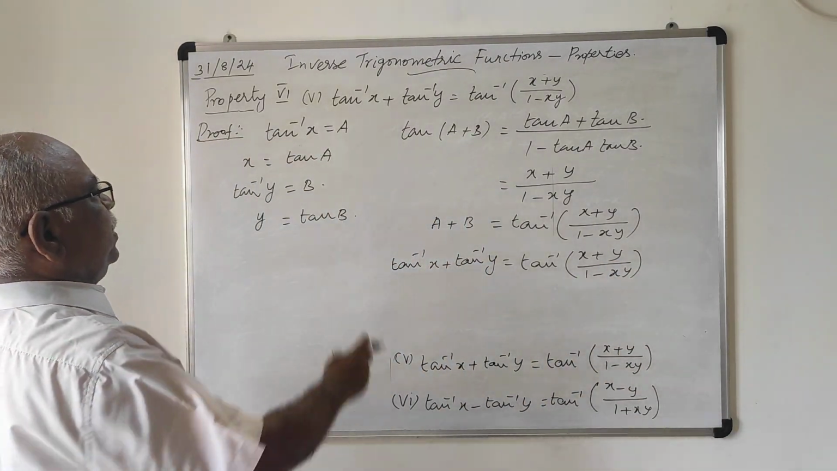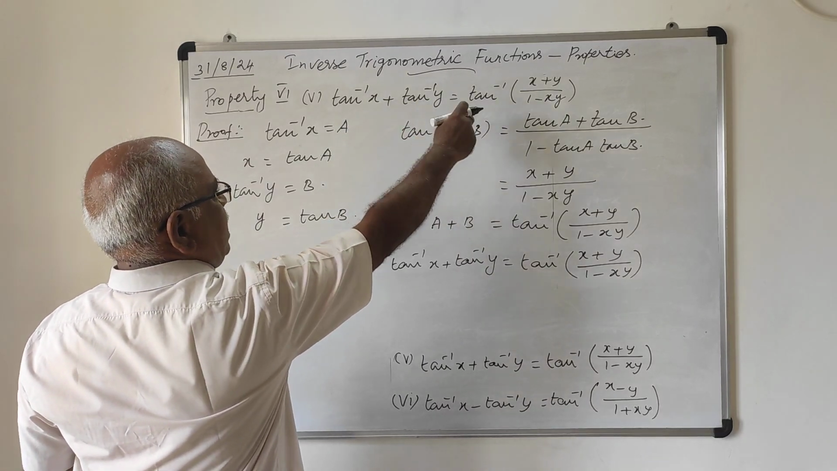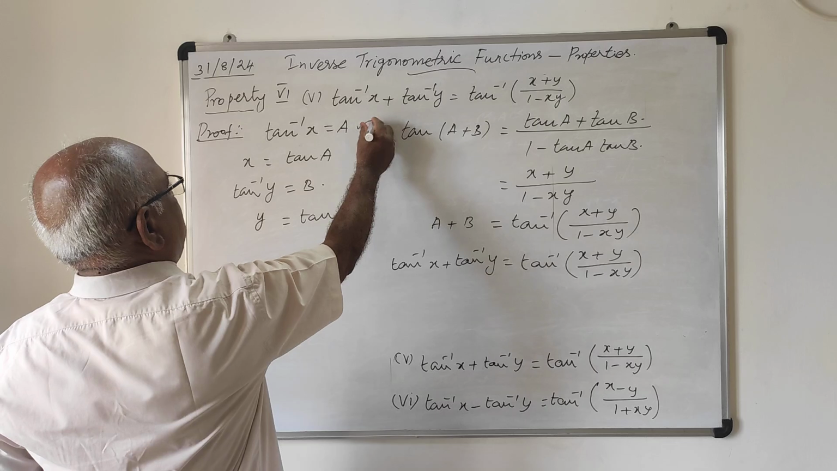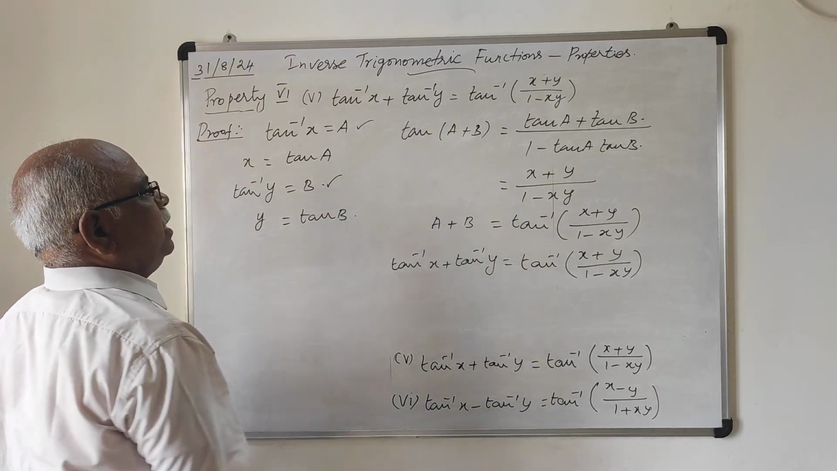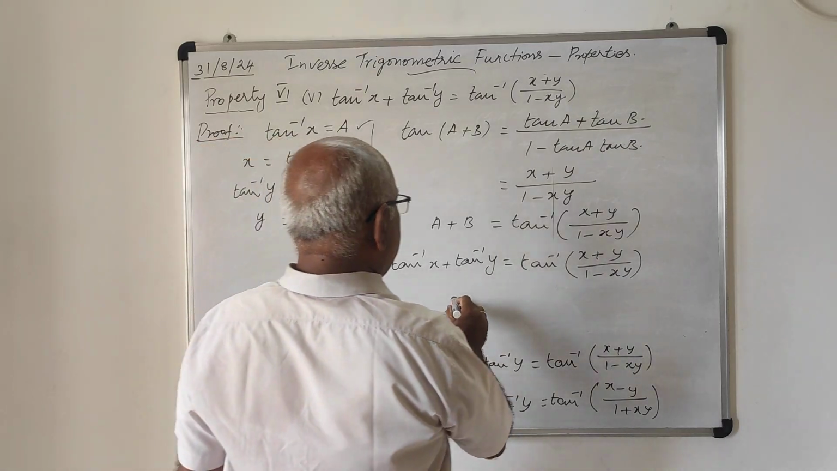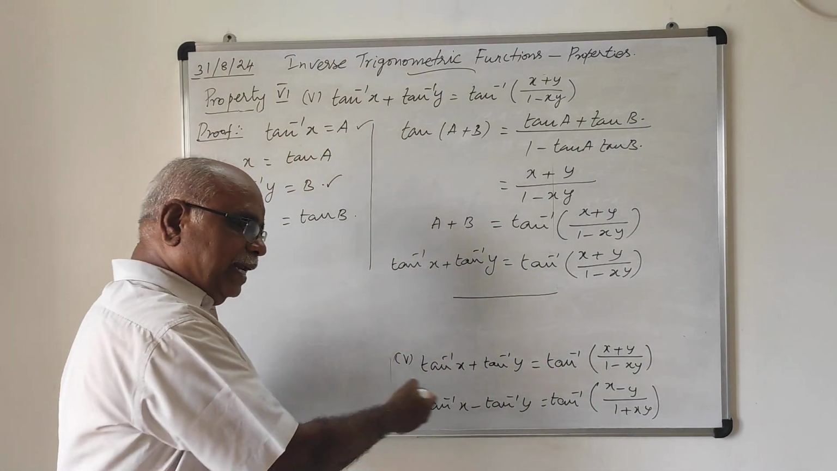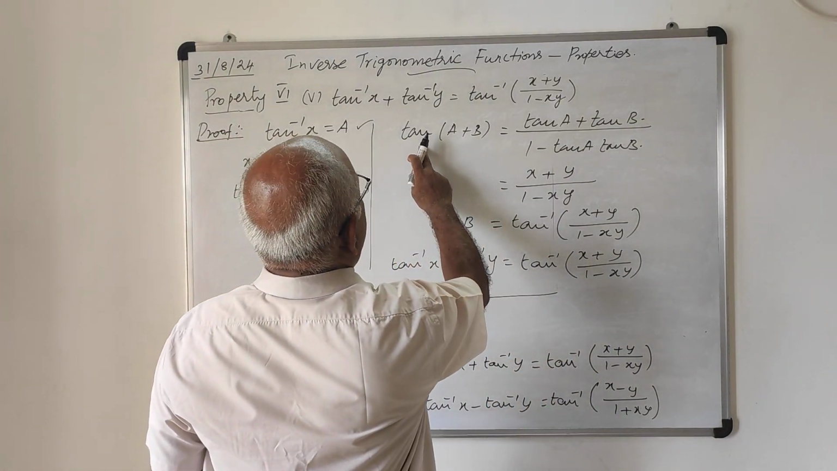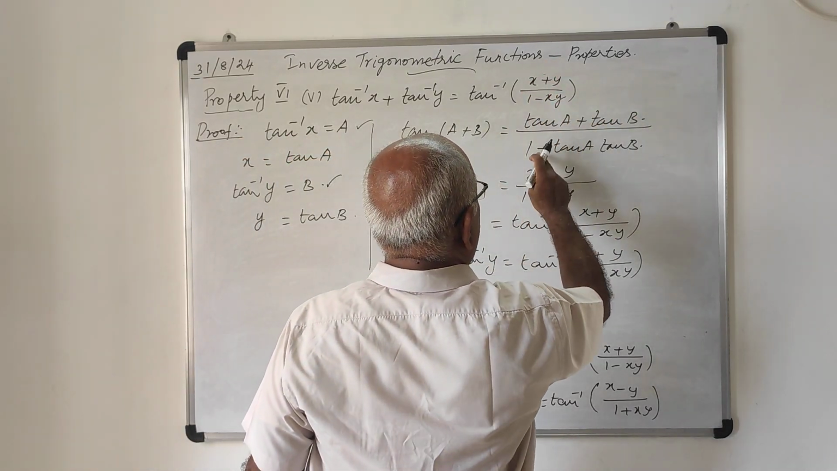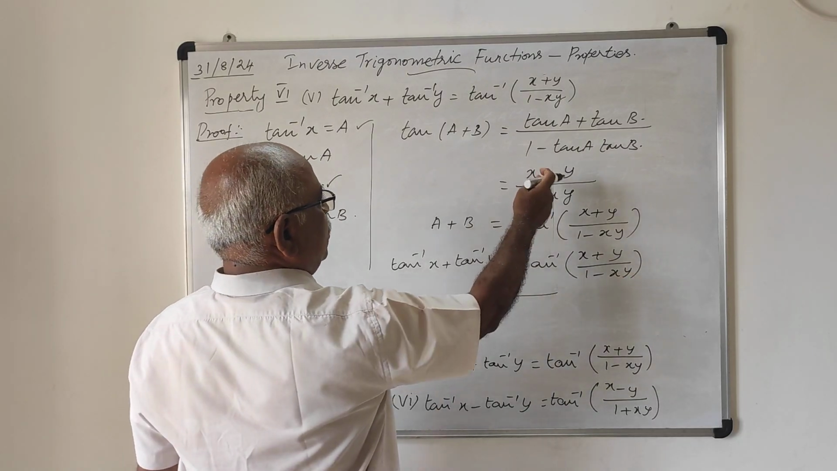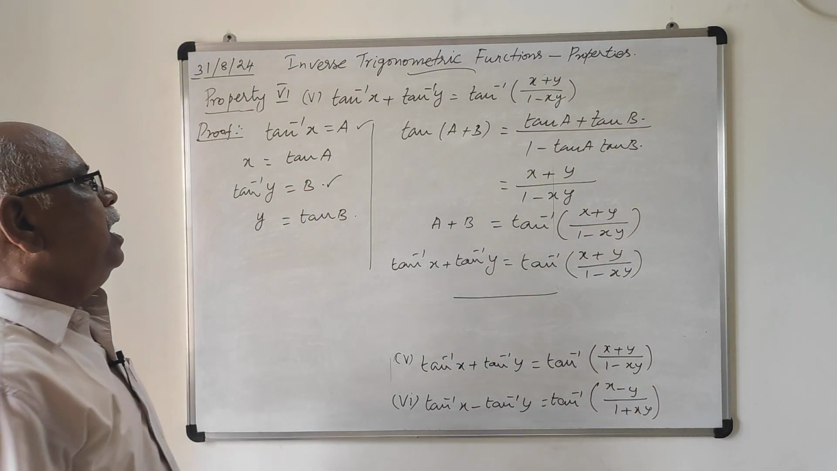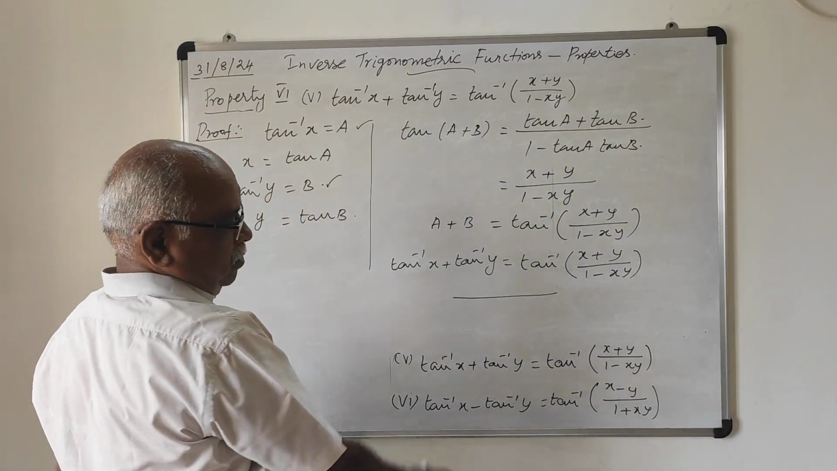So the result is derived. Tan inverse of x plus tan inverse of y is tan inverse of x plus y by 1 minus xy, derived by using tan inverse of x equal to a and tan inverse of y equal to b. From these two substitutions, we derive the fifth result. Like that, the sixth result also you can derive by using the formula tan of a minus b, which is tan a minus tan b by 1 plus tan a tan b. That gives x minus y by 1 plus xy. The sixth result, as in the case of the fifth result, you can derive. Okay?